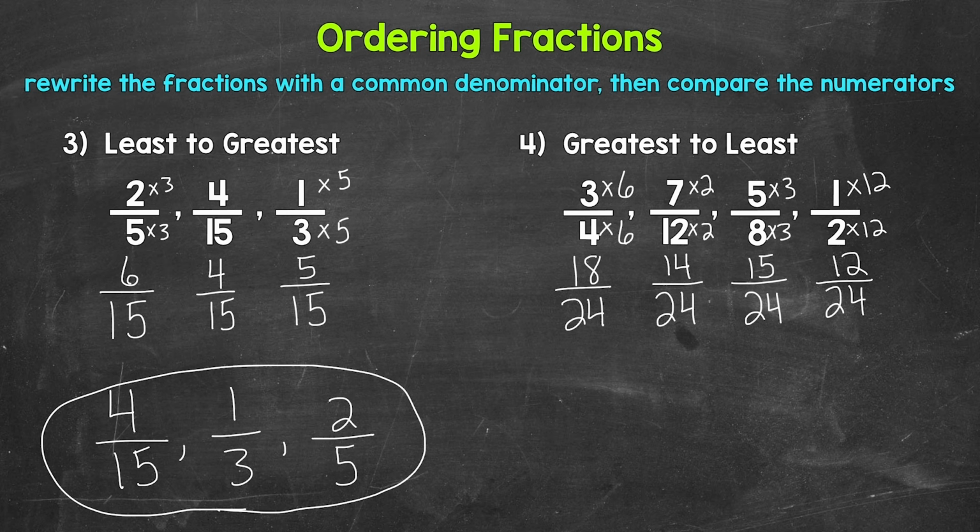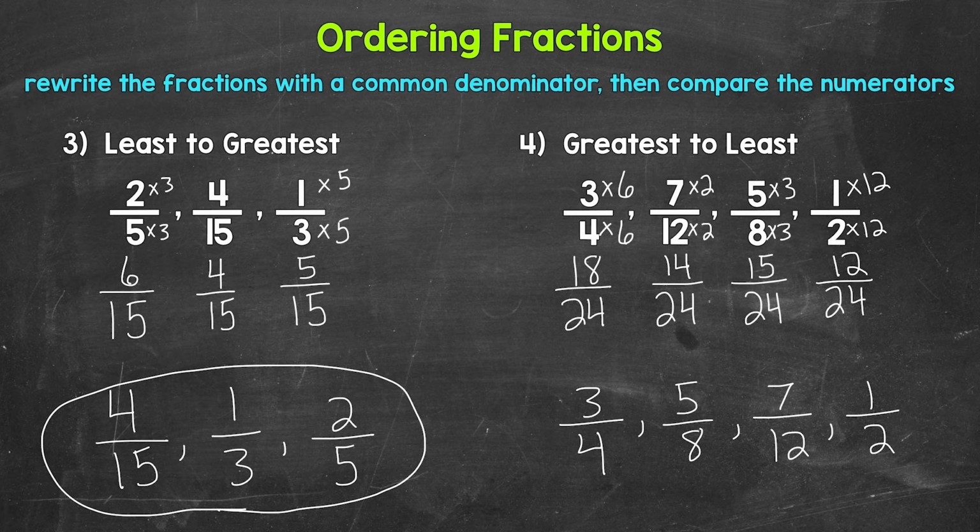Now let's order these from greatest to least. The greatest is going to be 18/24, which the original fraction was 3/4. Next, we have 15/24, which the original fraction was 5/8. Then we have 14/24, the original fraction 7/12, and then the least is going to be 12/24, which is 1/2. And now we are done. Our fractions are in order from greatest to least.